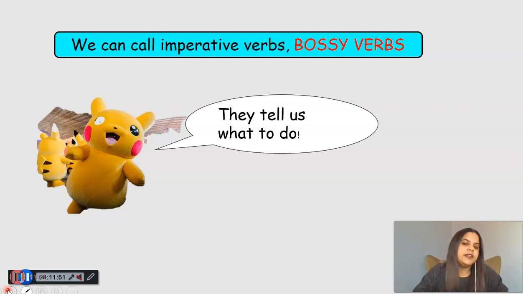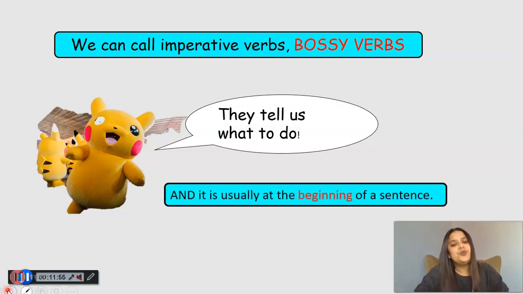So where do we find these imperative verbs? They are usually at the beginning of a sentence. So usually an imperative verb is right in the beginning of the sentence telling us to do something. They basically form a command to us because they are telling us to make a move or to perform a specific action. Where do we use these kind of verbs?